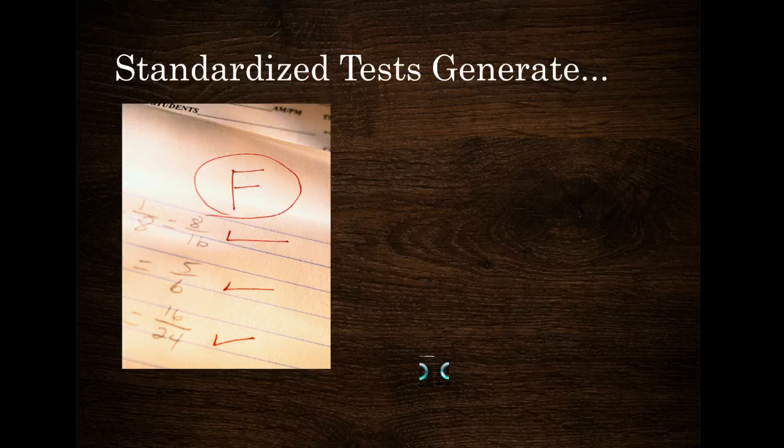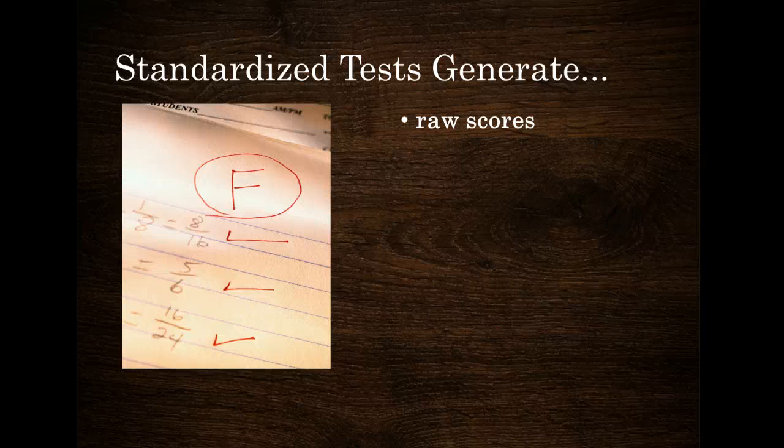Okay, standardized tests generate the following. Raw scores. The raw score is how many items on a test that you scored correctly. That's the kind of score that you get on any test that you take in class here at William Paterson or anywhere else. For example, if you took the SAT and you got a 2000, that is your raw score.